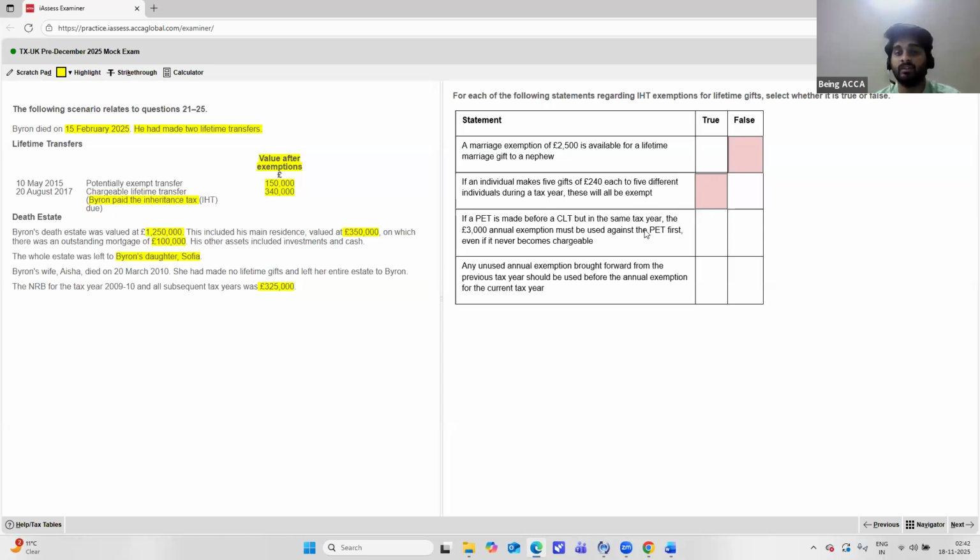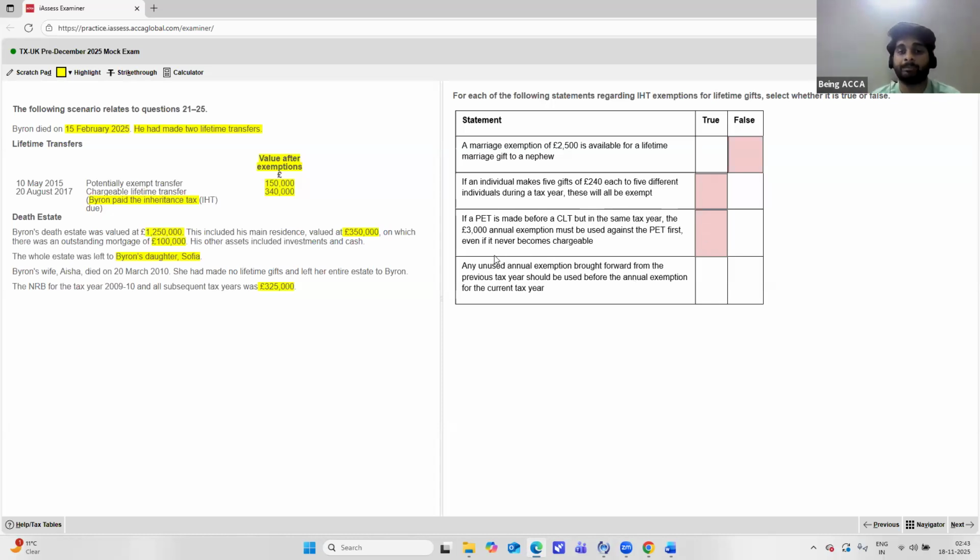All right. So with this, we'll move on to the third part of the question. If a PET, potentially exempt transfer, is made before a chargeable lifetime transfer, both in the same year, the £3,000 annual exemption must be used against the PET first, even if it never becomes chargeable. Always remember the annual exemption amount is always deducted from the gifts, irrespective of whether it is a potentially exempt transfer or a chargeable lifetime transfer. So for that reason, this is again a true statement. Though they do not become chargeable, the exemptions should be deducted from the gifts, irrespective of the type or the nature of the gift.